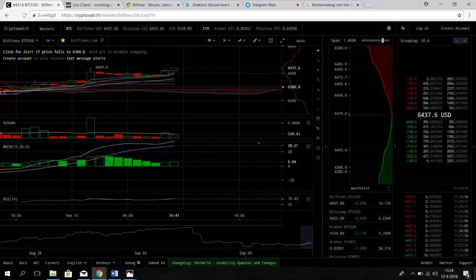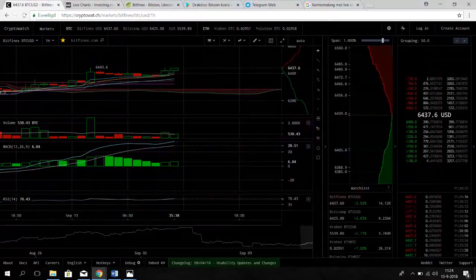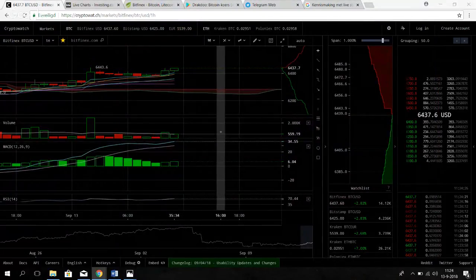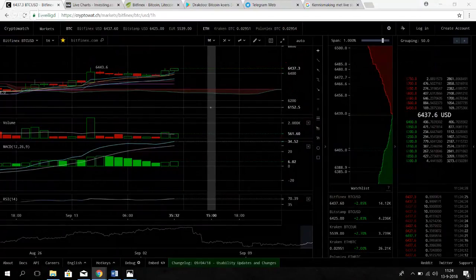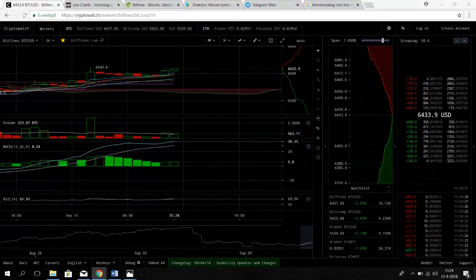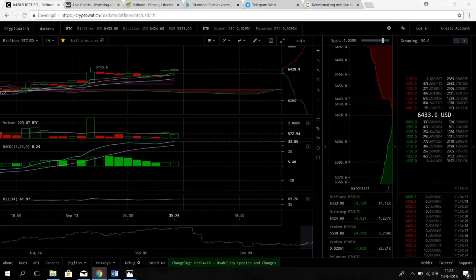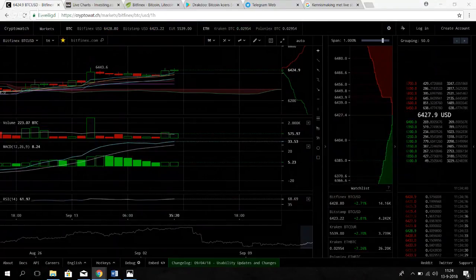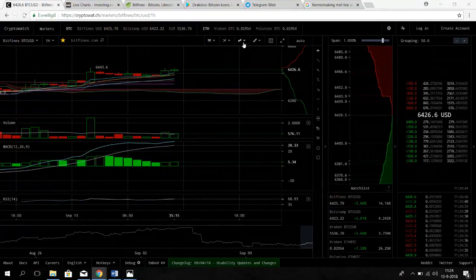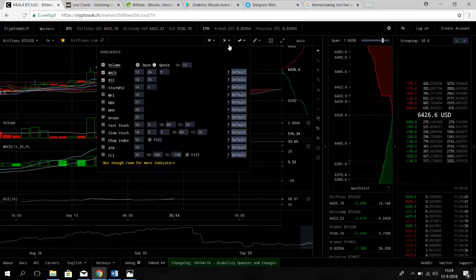But the indicator that I personally like the most is the Ichimoku indicator. It is quite a difficult indicator to understand, but it's one of the most reliable indicators in my opinion. It's like the deadlift in the gym. Most people don't use it, but it's so effective. I will show you how to set it right.